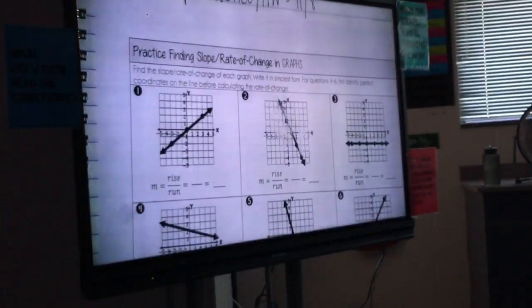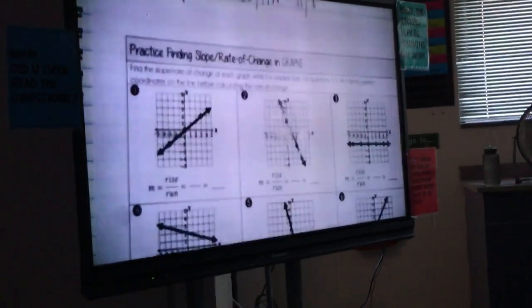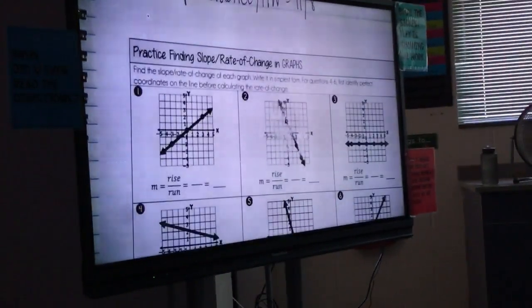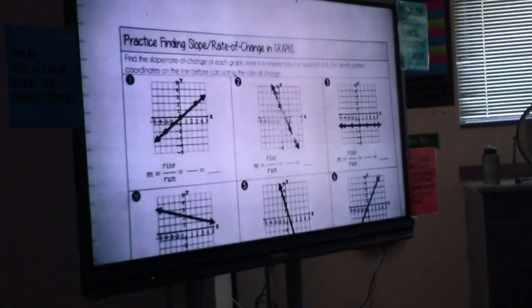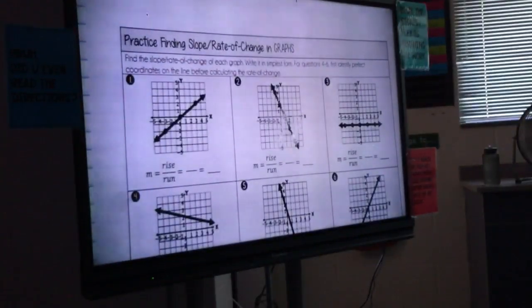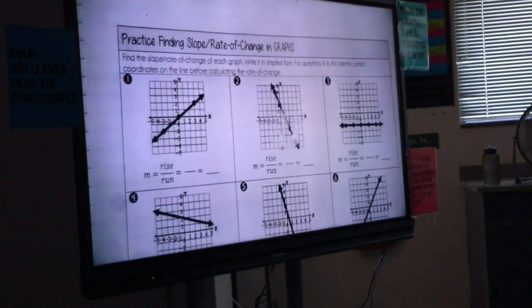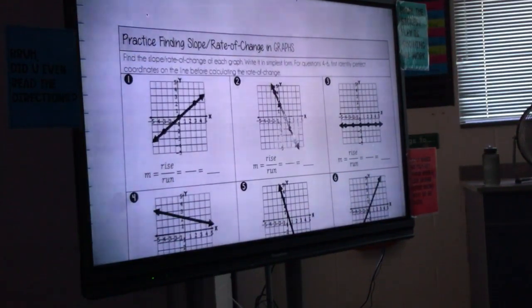All right, we are going to do number 1 together, and we're going to do number 7 together so that you guys know exactly what you're supposed to be doing for this. So it says find the slope / rate of change for each graph. Write in simplest form for questions 4 through 6. First, identify the perfect coordinate on the line before calculating the rate of change. So it's just finding your perfect point, which is a point dead center in the middle of 2 coordinates. It's not in the middle of a random line, it's in the middle of 2 coordinates.